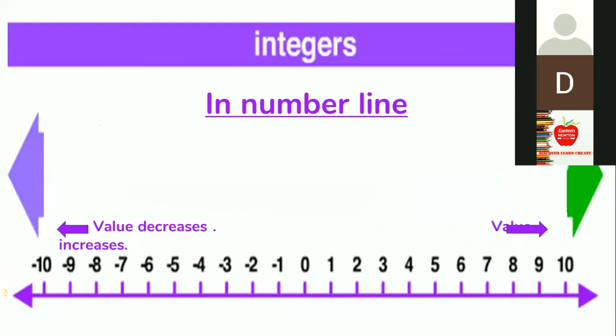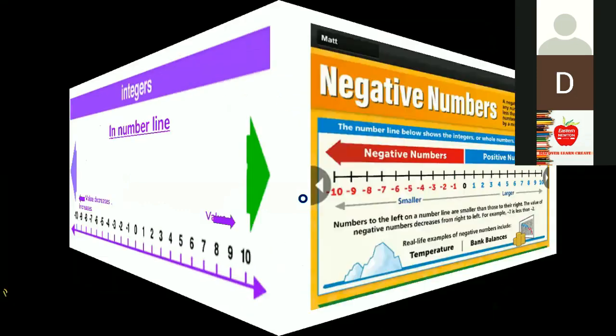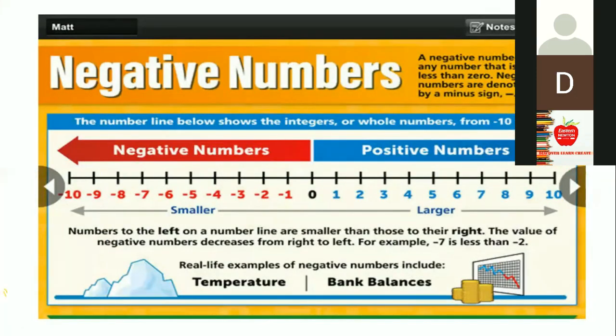This is what I have said. So value decreases towards the left side and the value increases towards the right side. So, where are the situations where we use negative numbers? In daily life, you may be familiar with negative numbers in some situations.